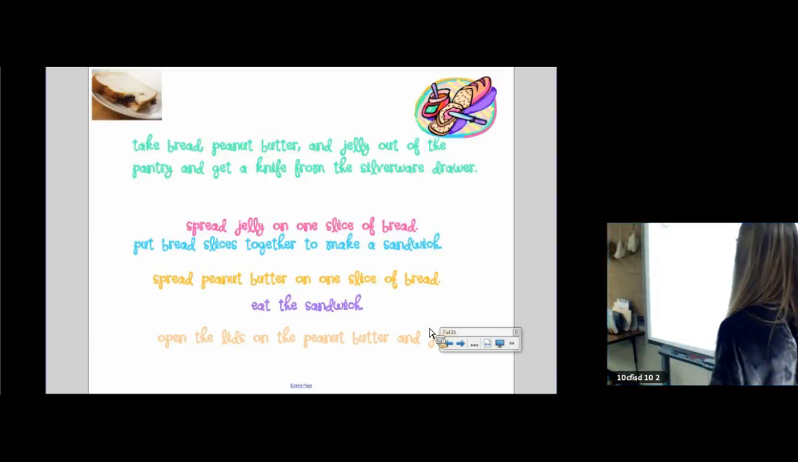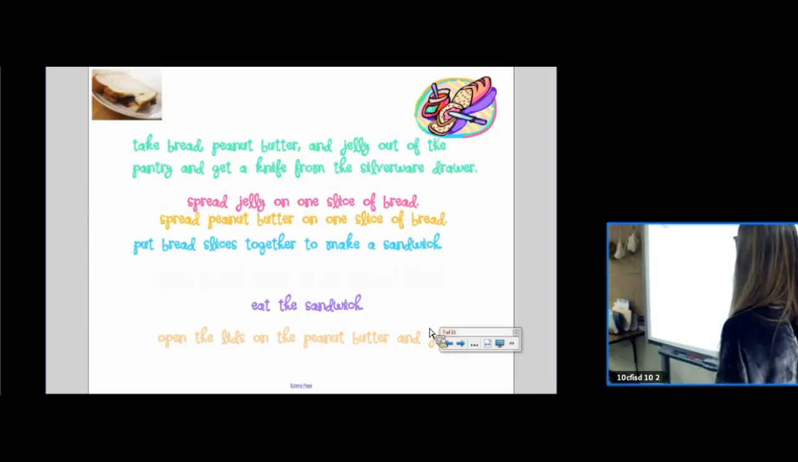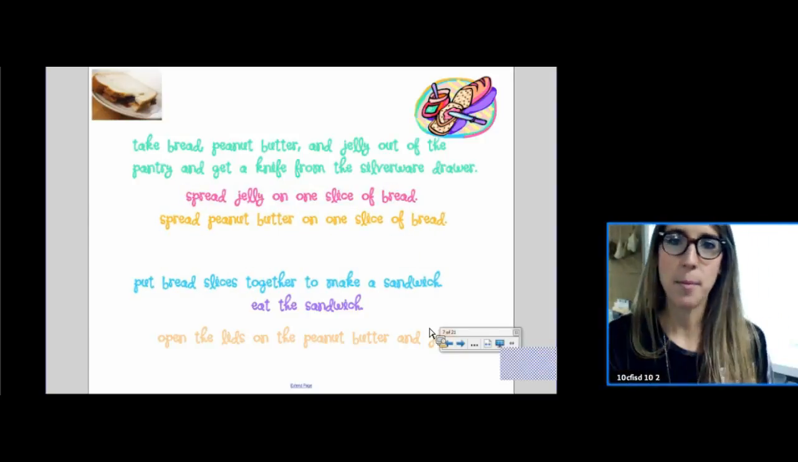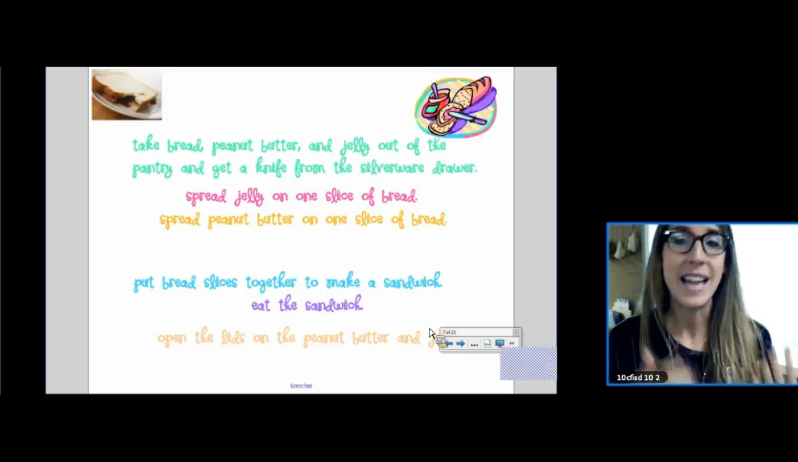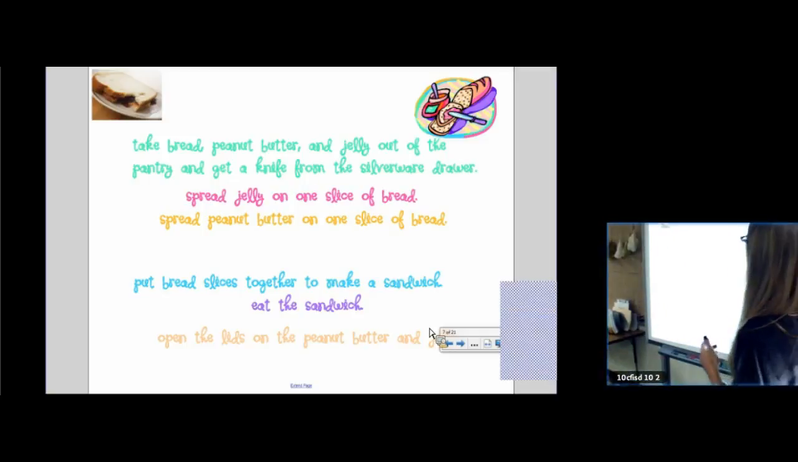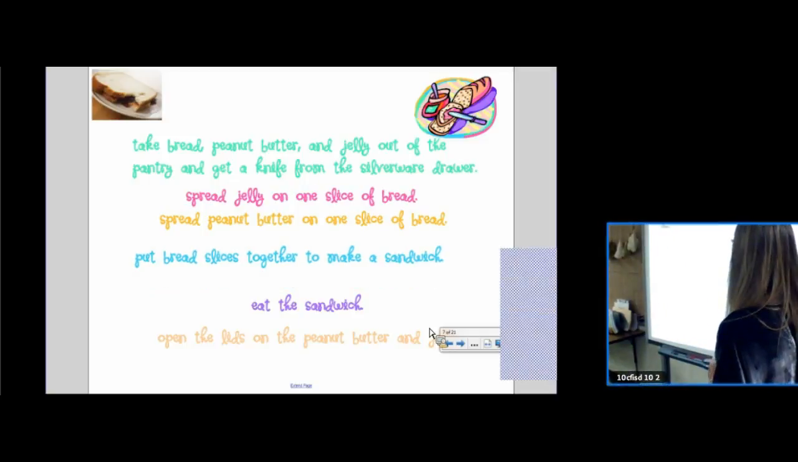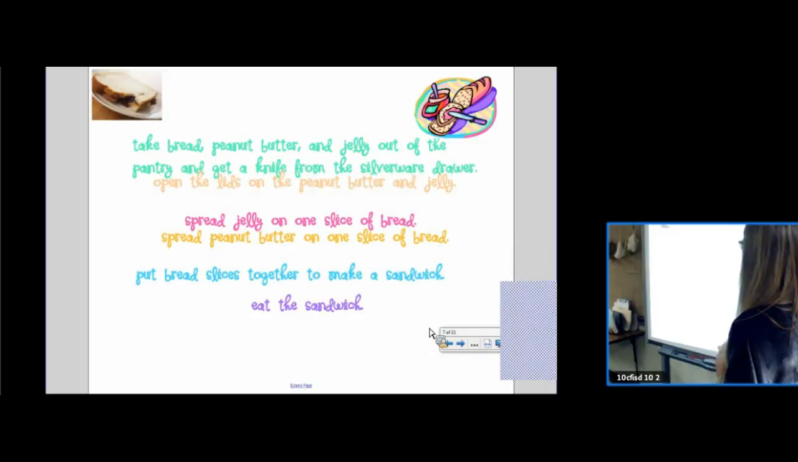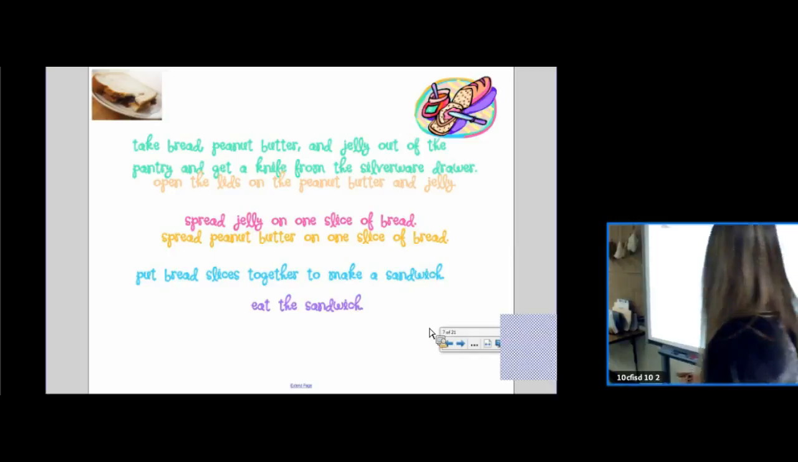Now, people could argue that I could change these. You spread the jelly on first, you spread the peanut butter on first. I bet you're very opinionated about that, but it does not matter. So those could be interchangeable. But then we need to put the bread together. Oh, sorry, we need to open the lid first. Don't try to spread peanut butter with the lid on. And then finally we eat the sandwich.